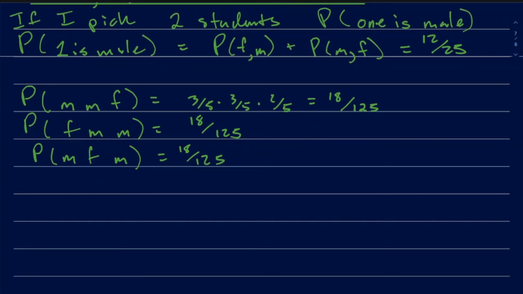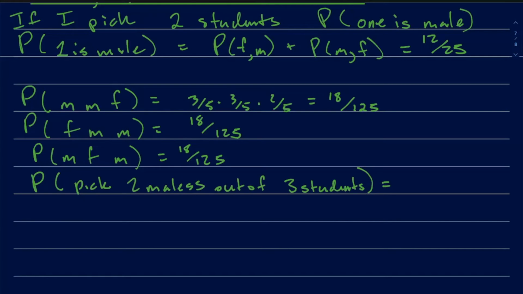So let's think about it real quick. What is the probability that I pick 2 males out of 3 students? In other words, if I pick 2 males and there were 3 students picked, what's the probability that I'll pick 2 males? Well, these are the only 3 possibilities for picking 2 males, correct?